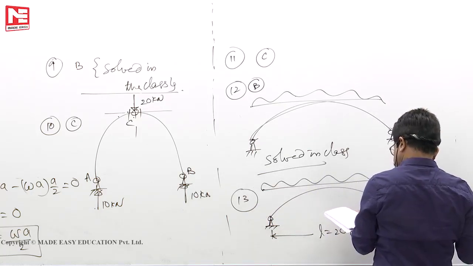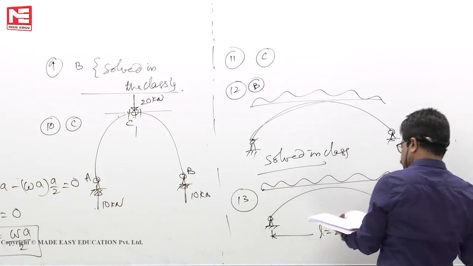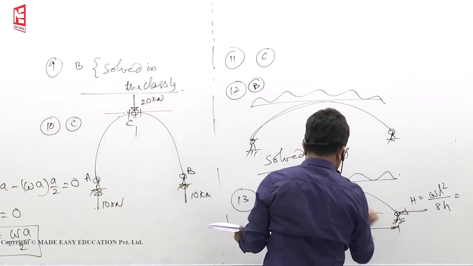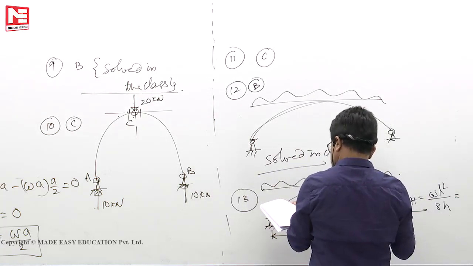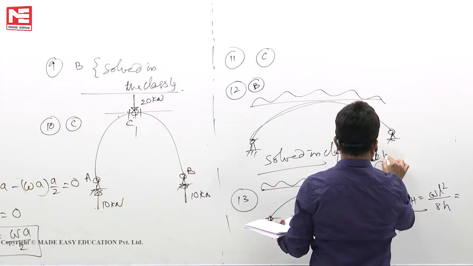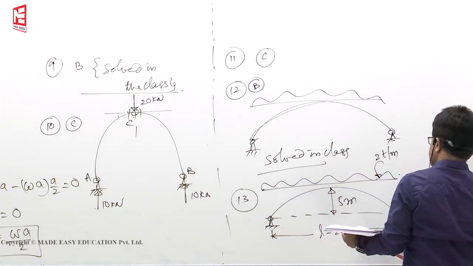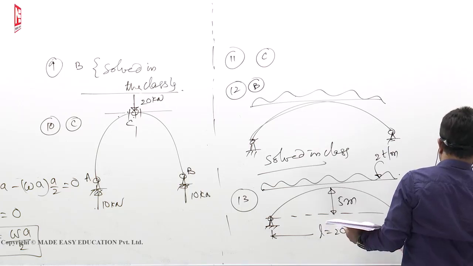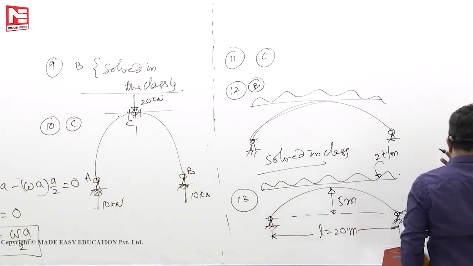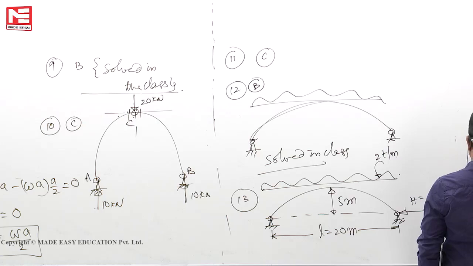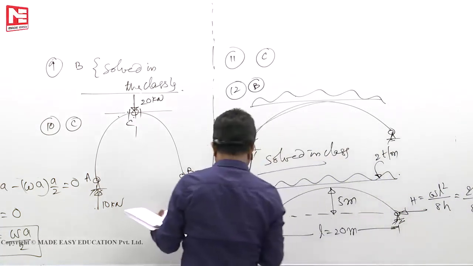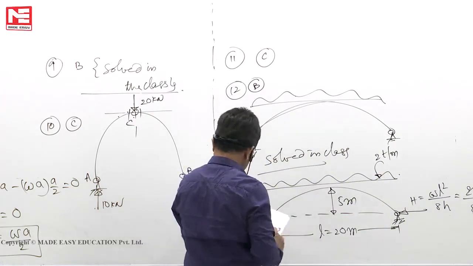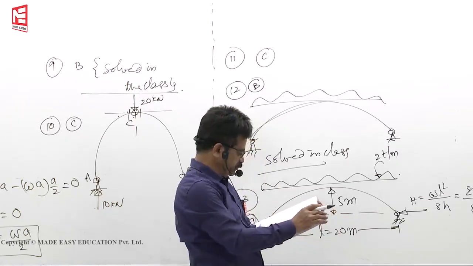So span is 20 meters. Rise is 5 meters. UDL is 2 tons per meter, so W is 2 tons per meter. Length is 20 square by 8 into H, which is 5. So 40. So 2 force 20 means 20 kilonewton. So the 13th one is 20 kilonewton, C. He is asking you the horizontal thrust that will develop.